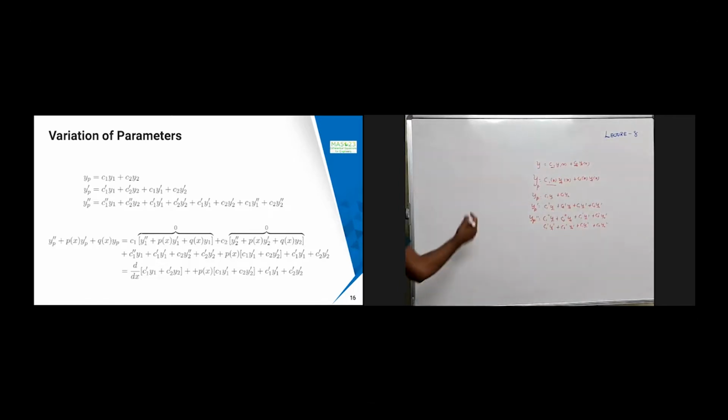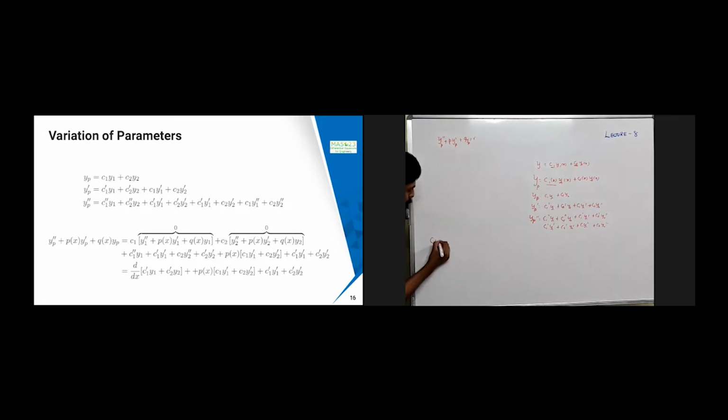So I'm going to substitute this in the equation y double dash plus p of x into y dash plus q y equal to r. In this equation I'm going to substitute yp, and then find what answer comes. Let us substitute and then find the answer. The expression will be bigger, therefore I'm starting from here.